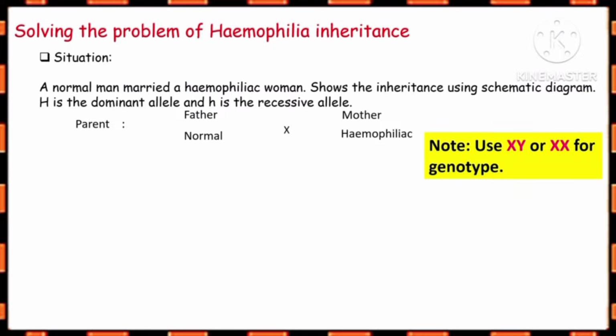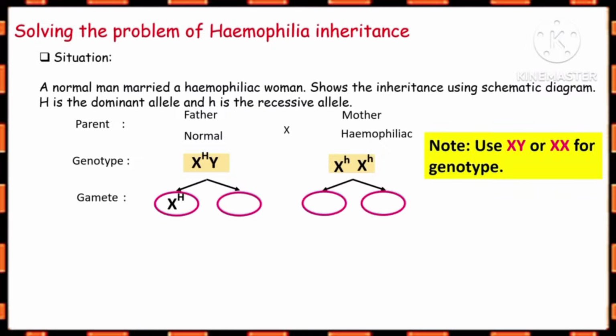First, you need to write the parents. The father is a normal man while the mother is hemophilic. Now, how do you write the genotype for the parents? So, these are the genotypes for the parents. Okay, now what is the next step that you need to write? Yes, gametes. Through meiosis, we will have the gametes. One example of the gametes is given to you, and you need to find out the other three gametes.